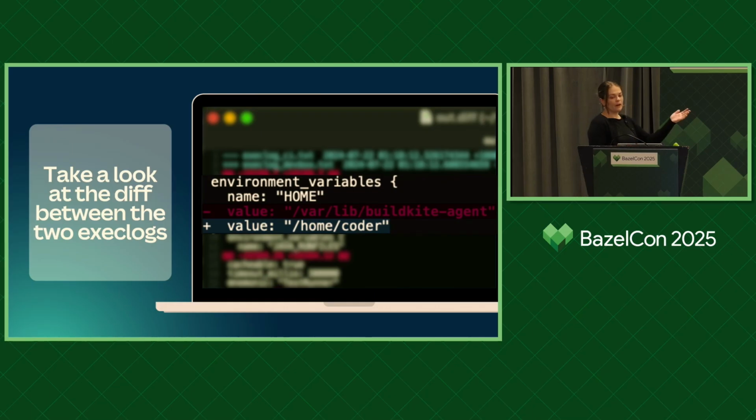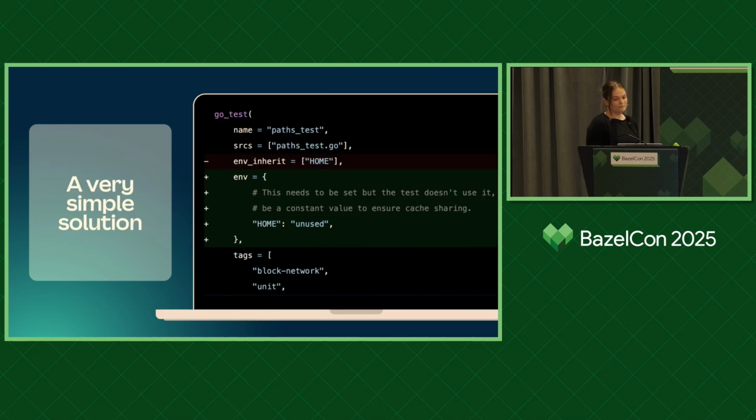So the home environment variable has two completely different values, one from CI and one from the dev box. So even though everything else was identical, this variation was enough to invalidate the cache. And luckily for us, we were able to capture this in the execution log because other data sources, such as the BEP, don't include an environment variable log. And unsurprisingly, there is our culprit, the env inherent equals home line. By inheriting home, this target was introducing a non-deterministic input that changed between environments.